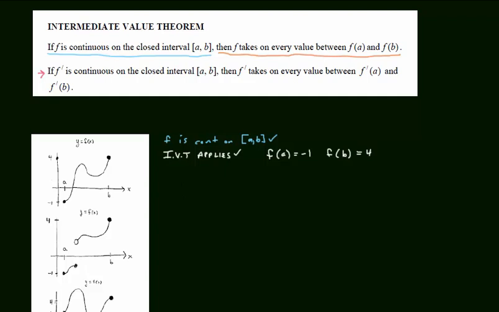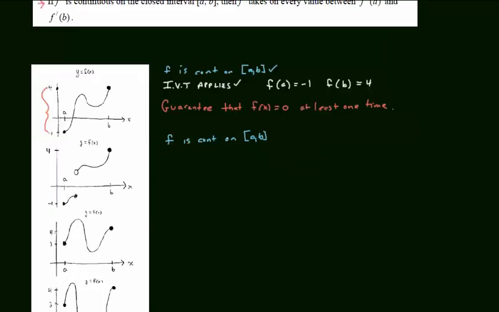Now, often the intermediate value theorem is used to guarantee the function has zeros. That is what I'm going to do here. I'm going to talk about the zeros of the function. There is a guarantee here that f of x will equal 0 at least one time. See here? F is taking on all values between -1 and 4, so it's going to include 0 at least one time.